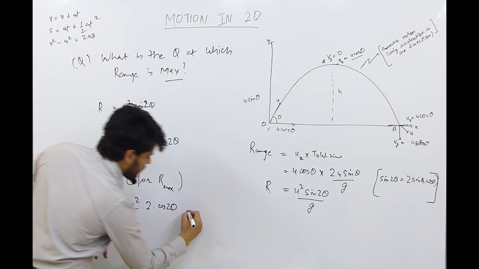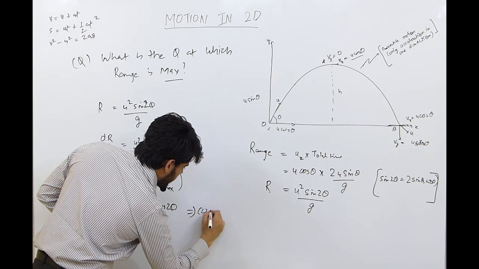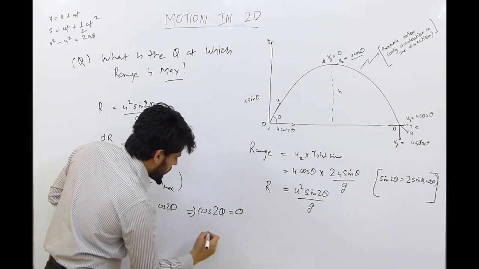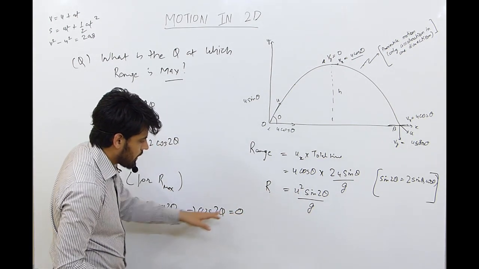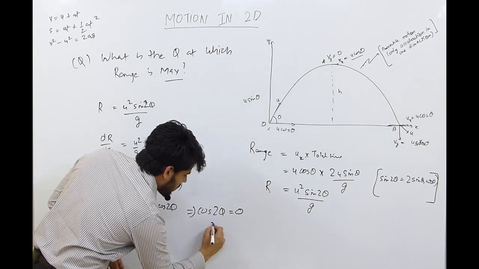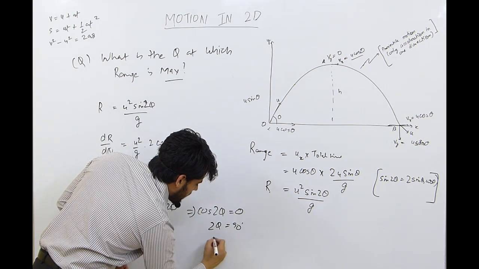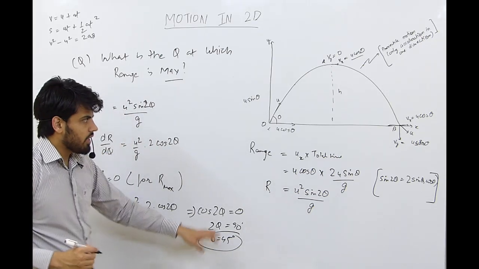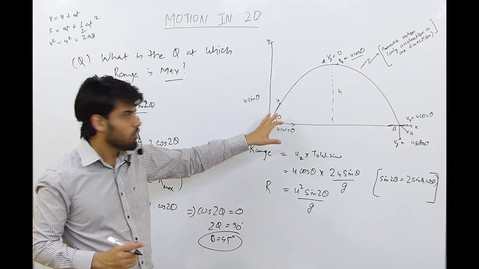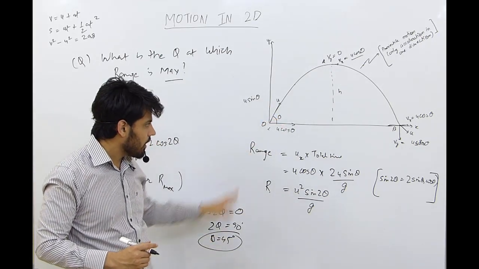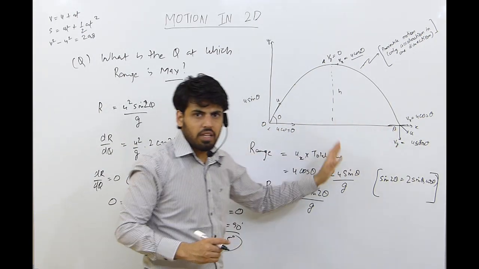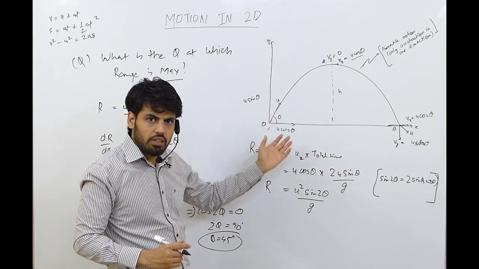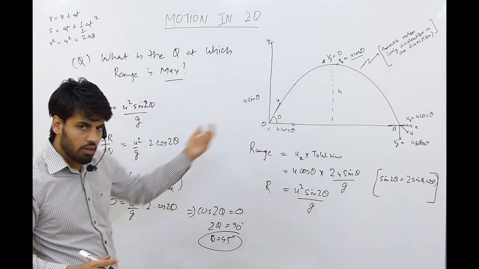From this equation, we reach the solution cos 2 theta is equal to 0. So at what angle is cos equal to 0? That is, 2 theta is equal to 90 degrees and theta will be 45 degrees. This means if we throw an object with velocity u at an angle of 45 degrees, then the range will be maximum only in that case. If we decrease the angle or increase the angle, the range will definitely decrease.